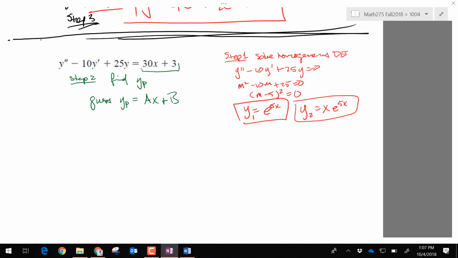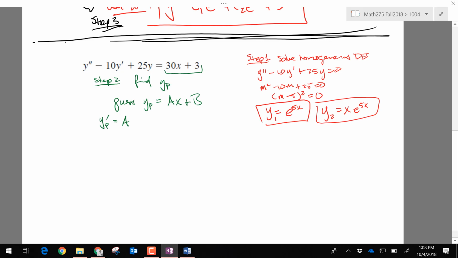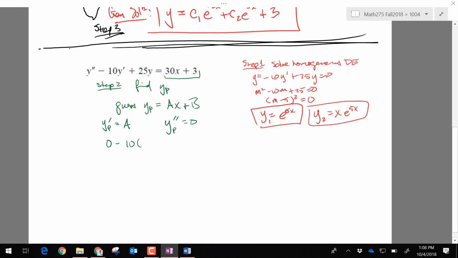So we need a couple of derivatives here to match it up with the actual differential equation. Yp prime is equal to A, is that right? And Yp double prime is going to just end up being 0. And we'll put that information into the original differential equation. So we have 0 minus 10 times A plus 25 times Ax plus B is equal to 30x plus 3. And if we work all this stuff out, it looks like it's just going to be matching up.